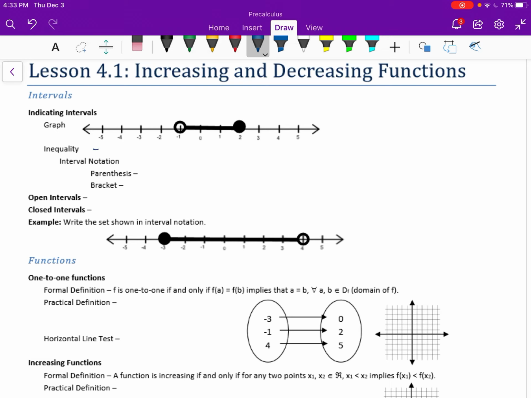If we use the variable x, so -1 is less than x, which is less than or equal to 2. And we learned a while back, maybe Algebra 1, Algebra 2, that an open circle is for a less than sign, and a closed-in circle is for less than or equal to, because it does include that point.